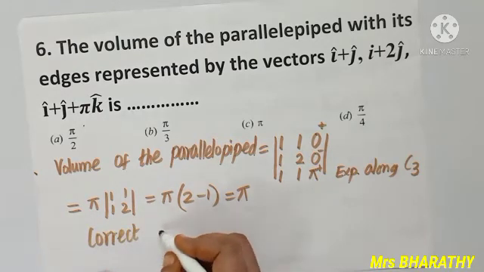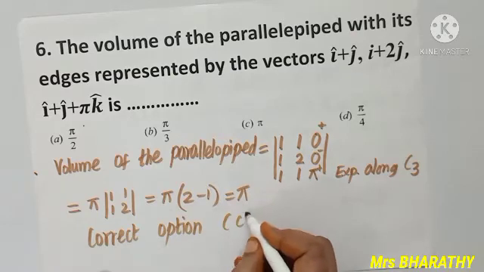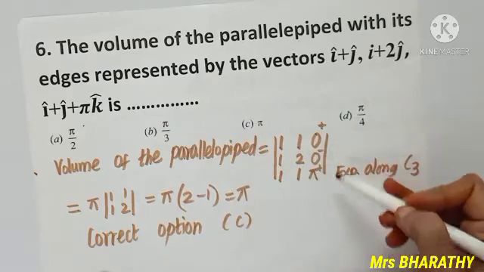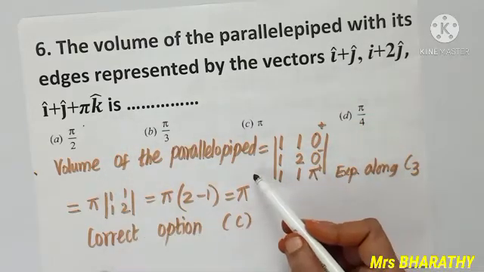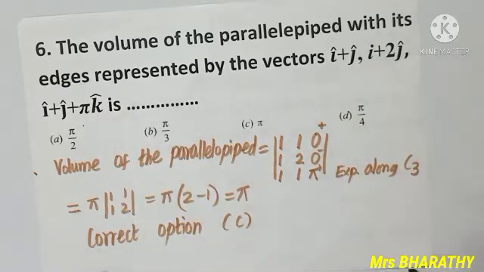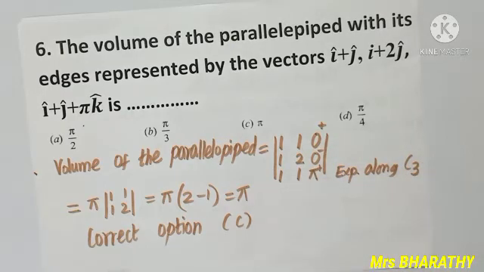So in this question, we are finding the volume of the parallelepiped. Given 3 vectors, find out the determinant of the components. Volume of the parallelepiped is A dot B cross C, or just substitute in the determinant and simplify.